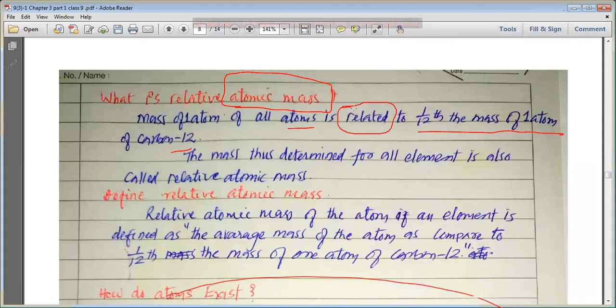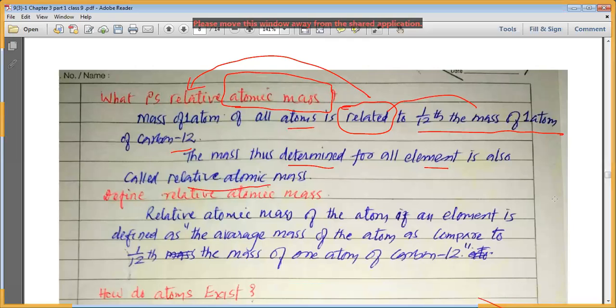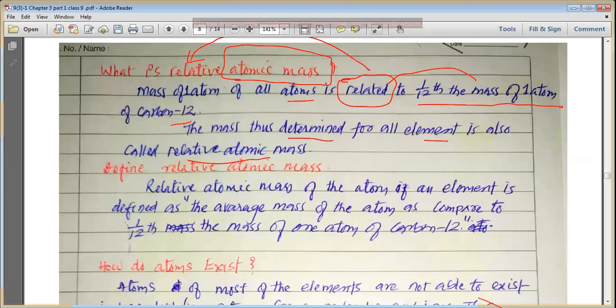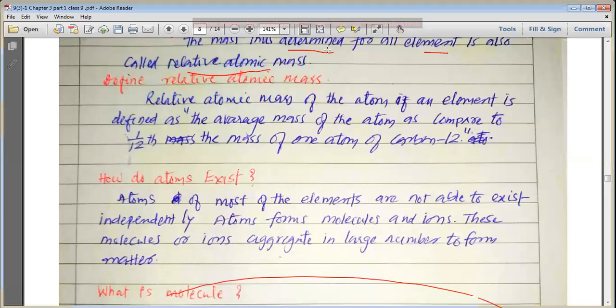See here, it is related to this. As it is related to carbon, we call it relative atomic mass. I hope my dear students you understand. So the mass thus determined for all elements is called the relative atomic mass, because for all elements, whatever mass we have determined was related to the mass of the carbon 12 atom.